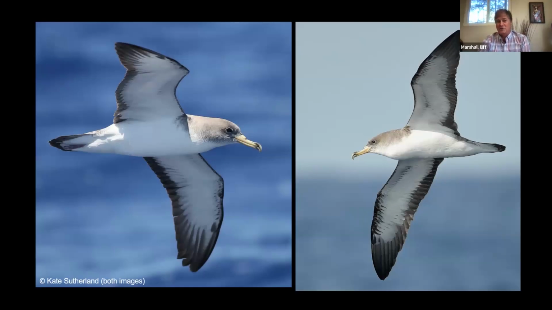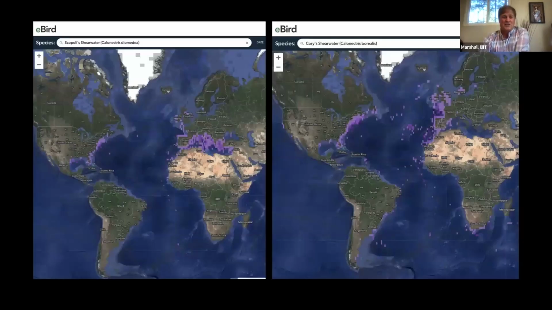There's some other differences, but they're really subtle. The thickness of the bill and a more slender look to Scopoli's versus Cory's, but there's overlap in that too. So that leads to a real challenge in eBird. We basically had all these records ahead of the split that had been carefully identified by people that were familiar with these, formerly subspecies, now species.